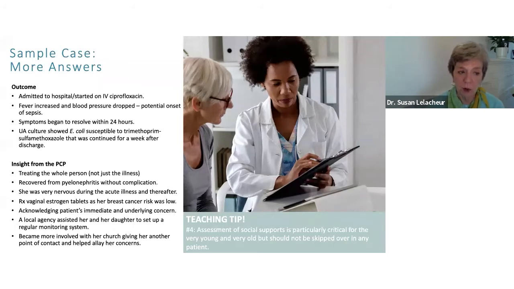But in terms of follow-up, she became very fearful of having pyelonephritis again. And as noted on her physical exam, she had some vaginal atrophy that caused her to be mildly symptomatic with urinary symptoms from time to time. So over time, monitoring this, it was decided that because her breast cancer risk was low, we could treat her with vaginal estrogen tablets, and that would reduce her symptoms.